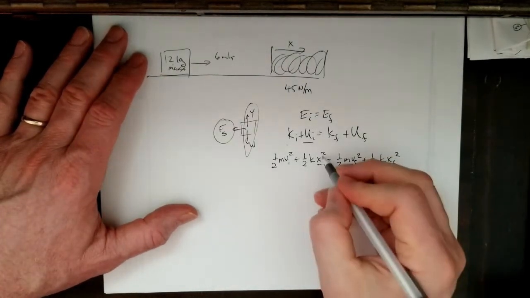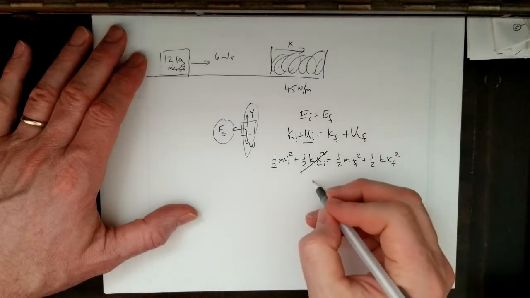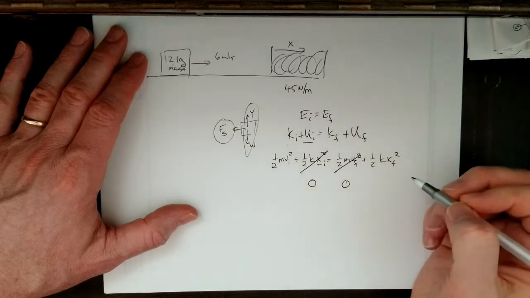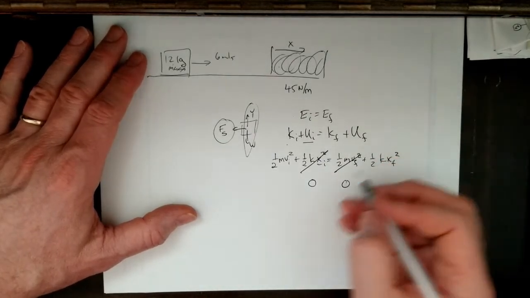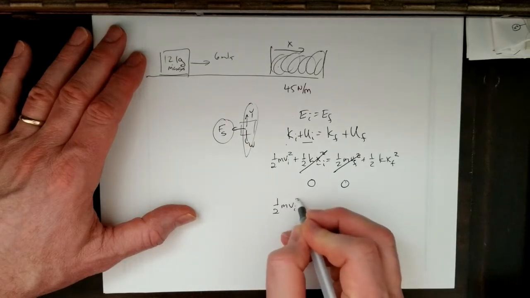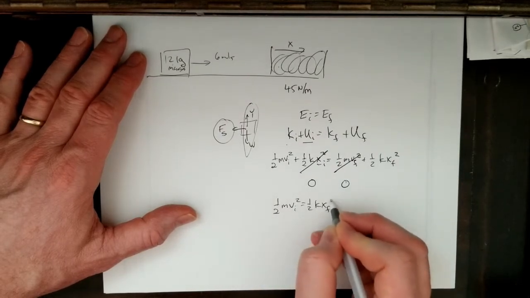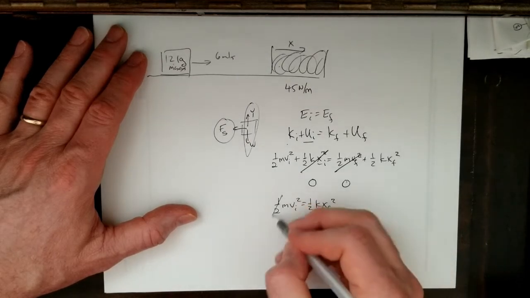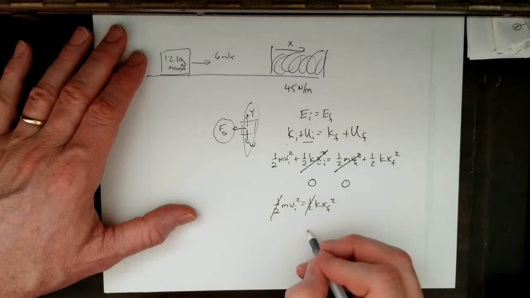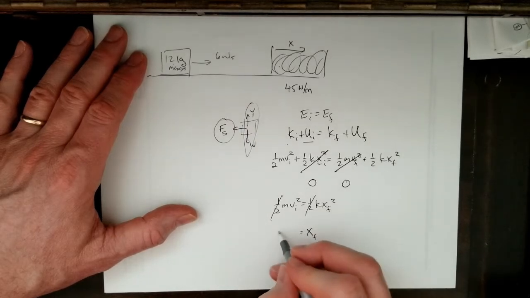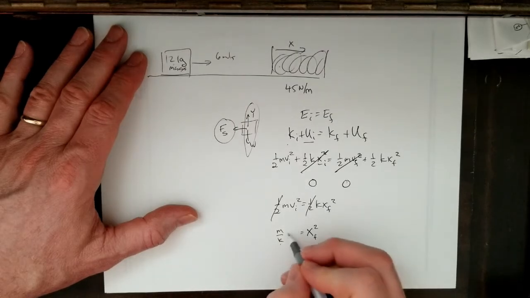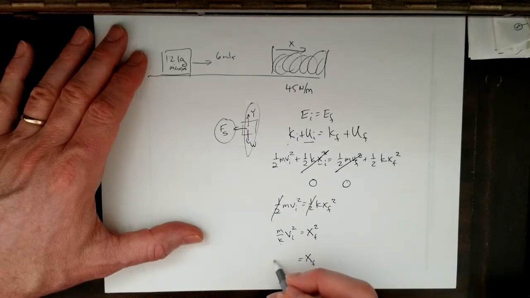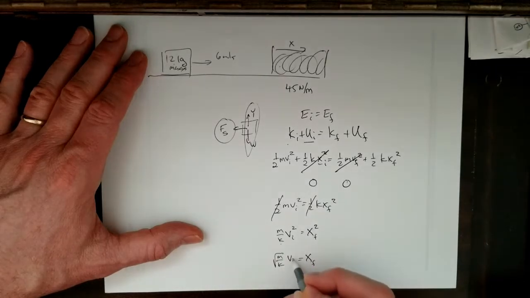Initially, this has not been compressed at all, so that is 0. At the final, when it's completely compressed, the velocity is equal to 0, because if it's not 0, that means it's still moving. So I'm left with 1/2 mv initial squared equals 1/2 kx final squared. In other words, all the kinetic energy at the beginning is equal to all the potential energy at the end. The 1/2s cancel out, and I'm left with x final squared equal to m over k, in the intermediate step, v initial squared, and so x final is equal to the square root of m over k times v initial.